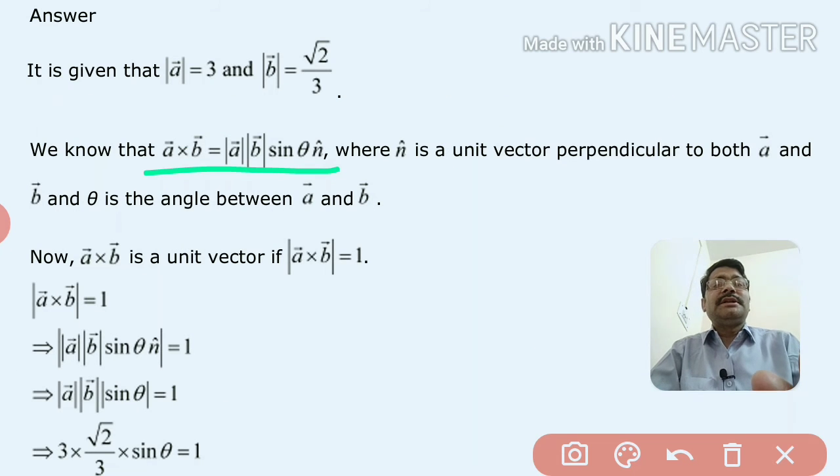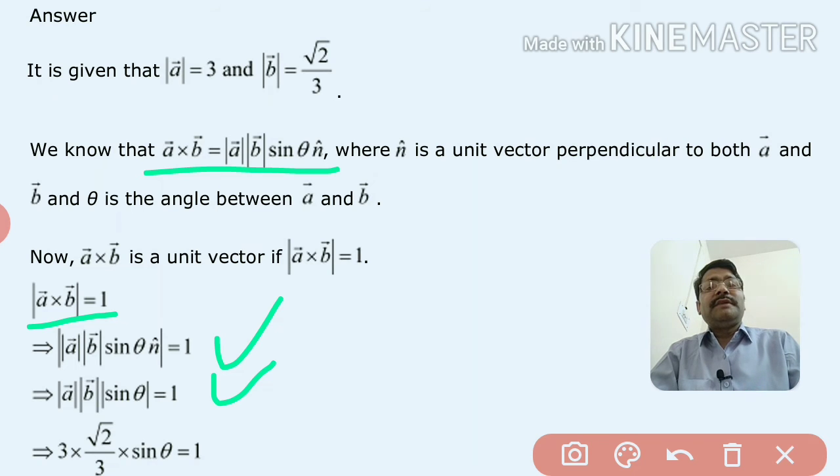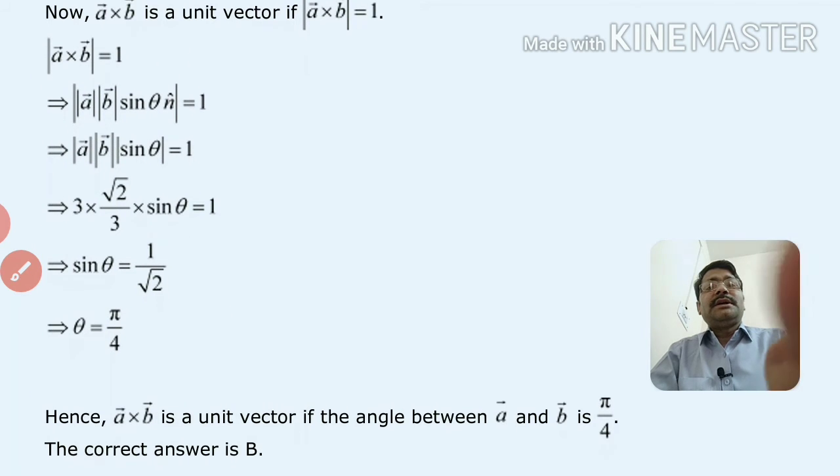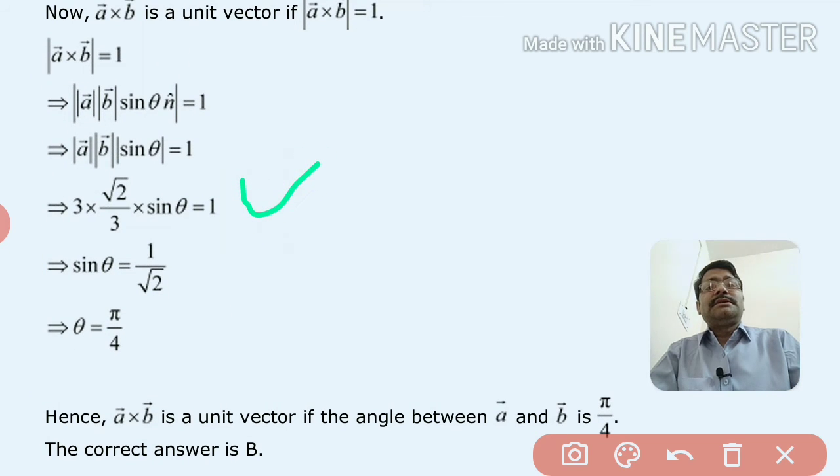So here A cross B equals modulus A modulus B sin theta n cap. In the question it is given that the modulus of A cross B is 1. So modulus A modulus B sin theta equals 1. Now modulus A is 3, modulus B is root 2 upon 3 and so on, so you can cancel here. So sin theta equals 1 upon root 2, and 1 upon root 2 is the value for which theta? Theta equals pi by 4. So the answer is pi by 4.